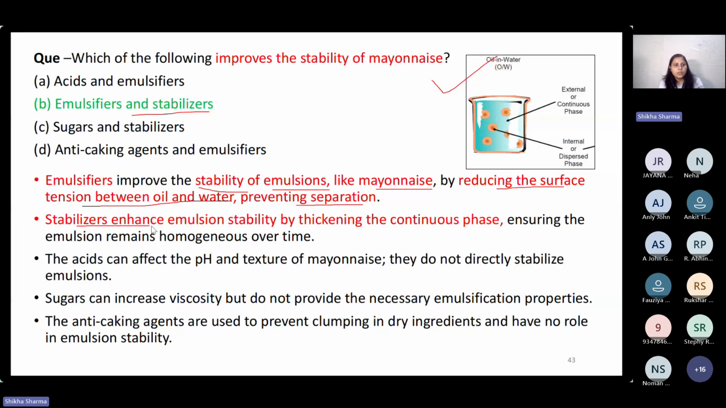Stabilizers enhance the emulsion stability by thickening the continuous phase, ensuring the emulsion remains homogeneous over time. Acidity or acids affect the pH and the texture of mayonnaise but don't directly stabilize the emulsion. Sugar also increases the viscosity, but it doesn't provide the necessary emulsification property like stabilizers. And anti-caking agents are used to prevent clumping in dried products and have no role here.